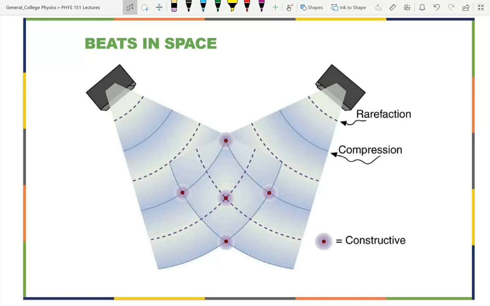And so there's some places where you can move to, and the waves are coming in and they're, like this, out of phase. Out of phase means you have destructive interference at that location, and it's pretty soft. You move 2 steps away, and they're in phase, and it sounds loud. And so that's beats in space, as opposed to beats in time if you have different frequencies. So beats in space is constant frequency, but different locations.